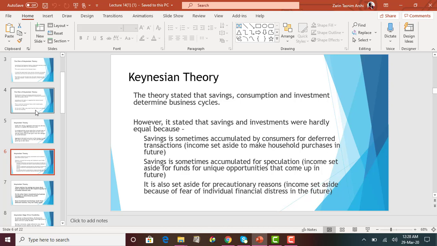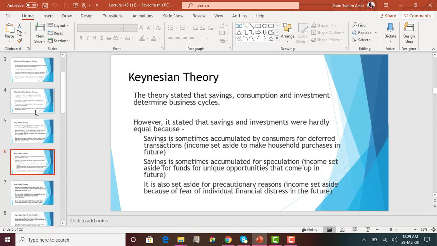So this group of economists is saying that even in the long run, savings is not equal to investments. And they are saying there are three reasons why savings is not equal to investments. This slide is important, this why savings is not equal to investment under Keynesian theory. This might be a question in your multiple choice in your midterm too. So make sure you understand the three reasons.